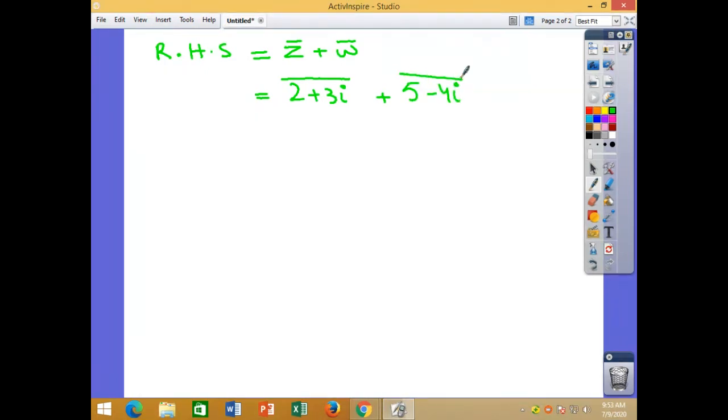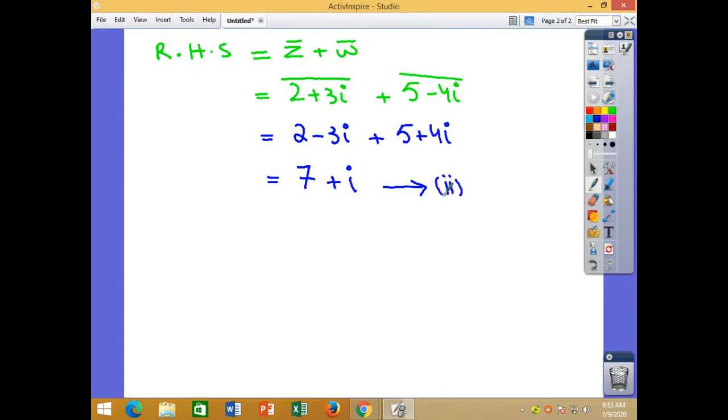Here we first of all take the conjugate of the number. What is the conjugate of 2 plus 3 iota? The conjugate of 2 plus 3 iota is 2 minus 3 iota. That is, we change the sign of iota. What is the conjugate of 5 minus 4 iota? The conjugate of 5 minus 4 iota is 5 plus 4 iota. Now we add real term with the real term, that is 2 plus 5 becomes 7, and imaginary term with imaginary term, that is iota.